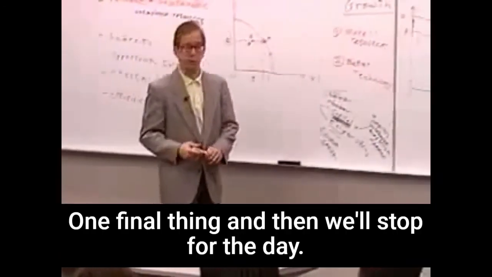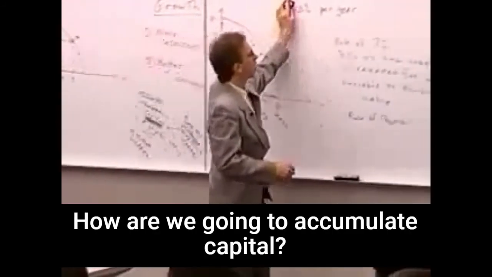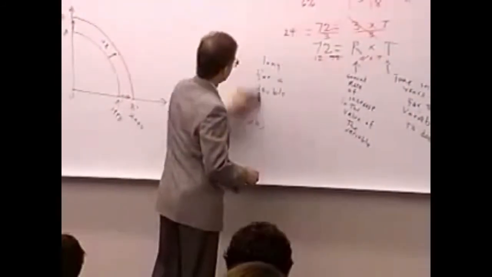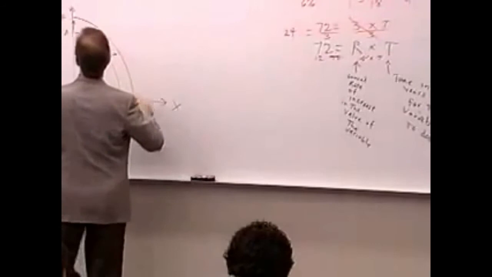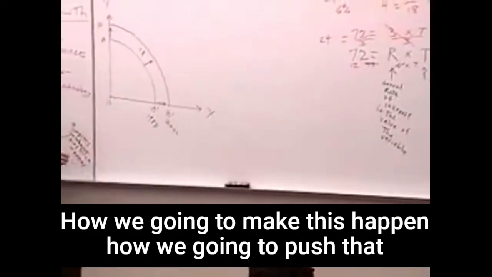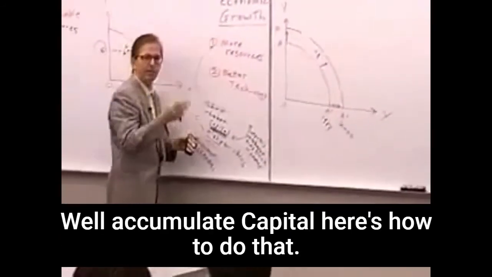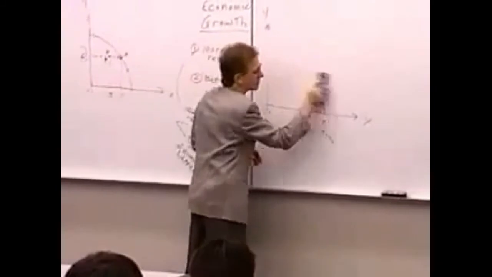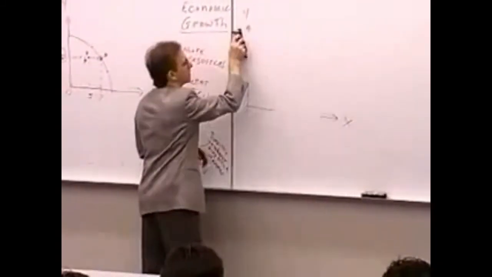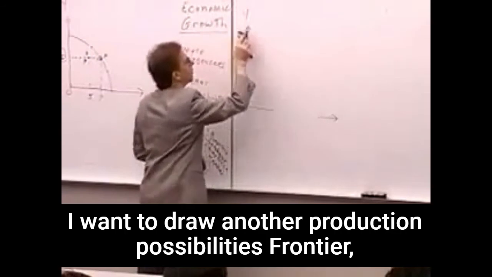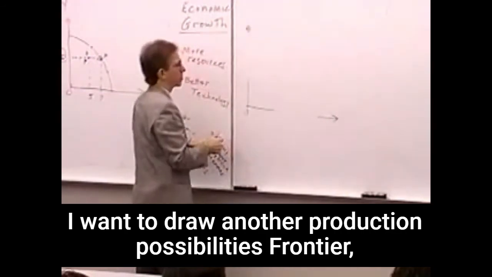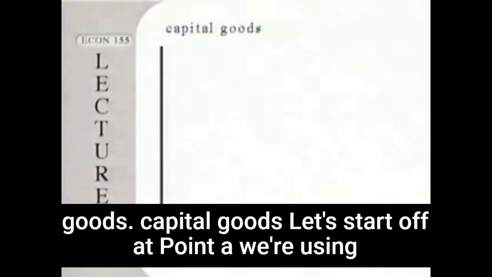One final thing, and then we'll stop for the day. How are we going to accumulate capital? How are we going to make this happen? How are we going to push that curve outward? Well, accumulate capital. Here's how to do that. I want to draw another production possibilities frontier, but I want to label the axes slightly differently. Consumer goods, capital goods.